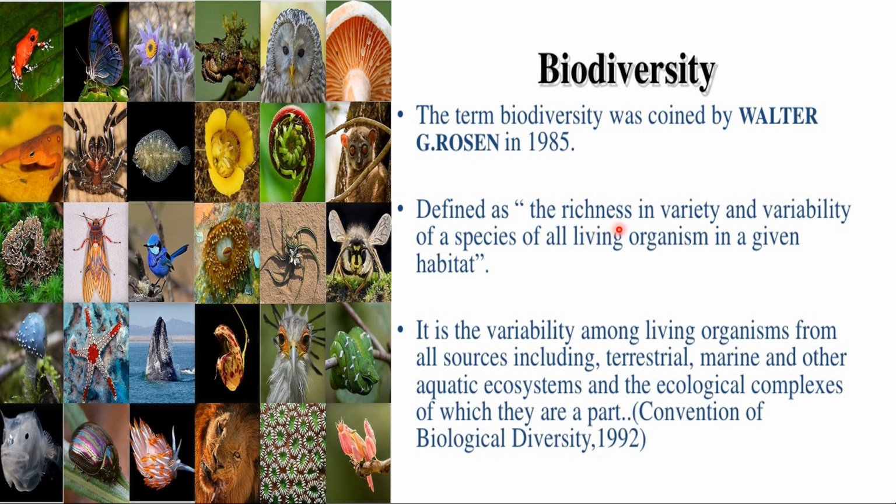One more definition was given: the richness in variety and variability of a species. In a bird, a particular owl, you can see there are various varieties of owl species. So that is variety within the same species itself. So, richness in variety and variability of species of all the living organisms in a given habitat. A habitat is a place where living organisms are there, and that is defined as biodiversity. So we can say variability among the living organisms. The habitats are terrestrial, marine (seawater is called marine), and other aquatic ecosystems, maybe a pond or any other ecosystem, and the ecological complexes. This is the definition of biodiversity. So who coined the term biodiversity first? Walter Rosen. And what is biodiversity? Richness in variety and variability of species of all living organisms in a given habitat.